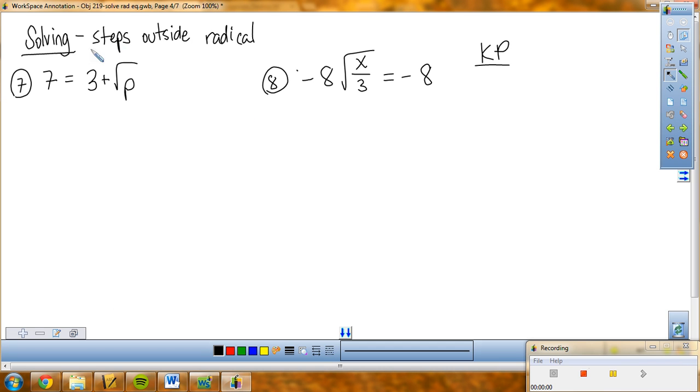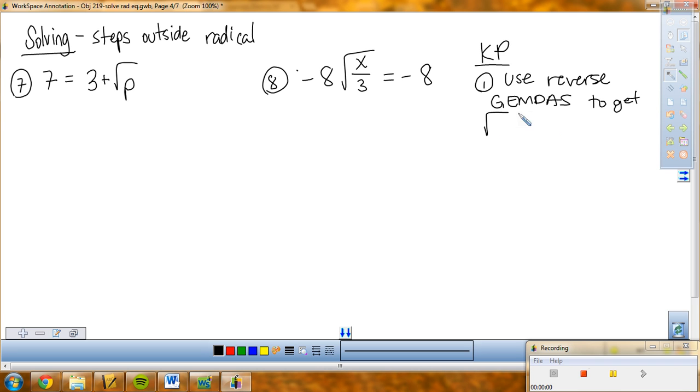We can also have steps outside the radical, and this is a little bit more like our absolute value. The very first step here is to use reverse GEMDAS to get the radical alone. So just like we wanted to get the guards away from our prison bars, we want to do the same thing here, and we can consider our radical our prison bars. We're going to use reverse GEMDAS to get that radical alone. We want everything away from the radical.